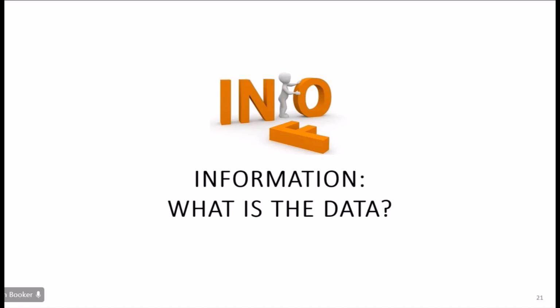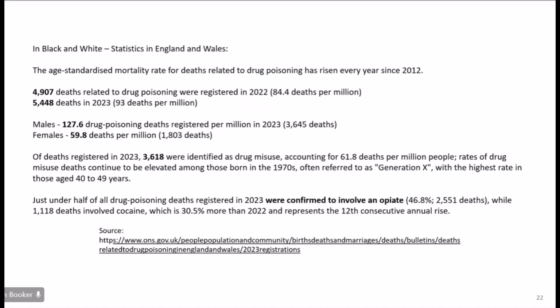Next we have some data in black and white. Statistics in England and Wales. The age standardised mortality rate for deaths related to drug poisoning has risen every year since 2012. 4,907 deaths related to drug poisoning were registered in 2022 and 5,448 deaths in 2023. Males was 127.6 per million in 2023 and females was 59.8 deaths per million.